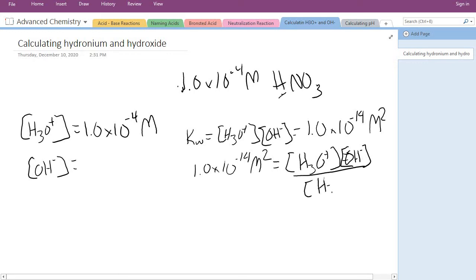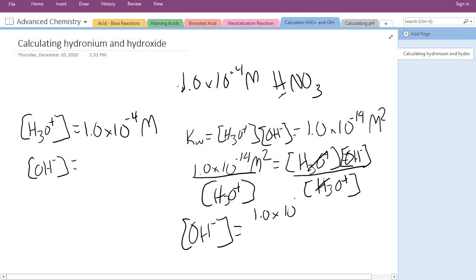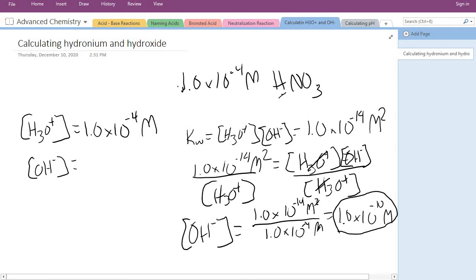All right, so we need to divide both sides by the hydronium ion concentration. These will cancel out, leaving the hydroxide ion concentration. We'll take 1.0 times 10 to the negative 14 molar squared and divide that by 1.0 times 10 to the negative 4 molar. You can do this in your head: take 1 times 10 to the negative 14, divide it, and you get 1.0 times 10 to the negative 10 molar hydroxide. So that is your hydroxide ion concentration. Now, what we learned before, this would be an acidic solution. It's got a much higher hydronium ion concentration, times 10 to the negative 4, compared to the hydroxide, which is times 10 to the negative 10.